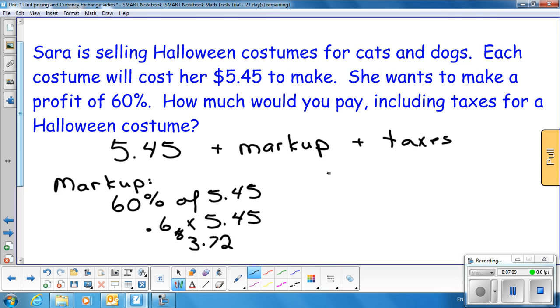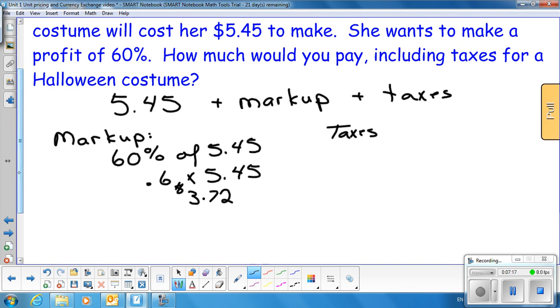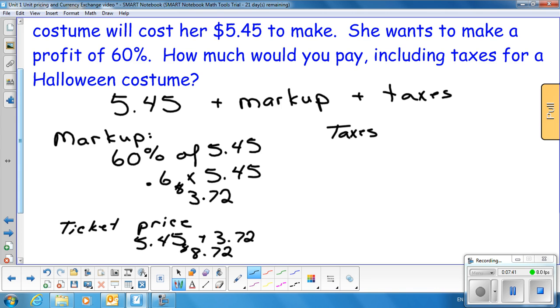The taxes are figured out on the ticket price. That ticket price is going to be the $5.45 that Sarah pays plus the $3.27 that she's going to make in profit. And so that total is $8.72. So that's our ticket price. That's the one that we pay taxes on.